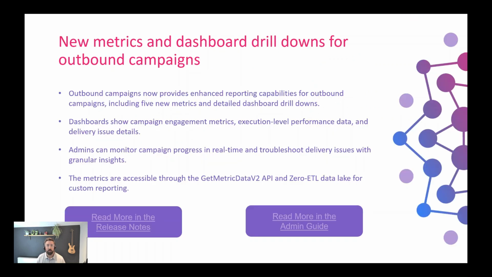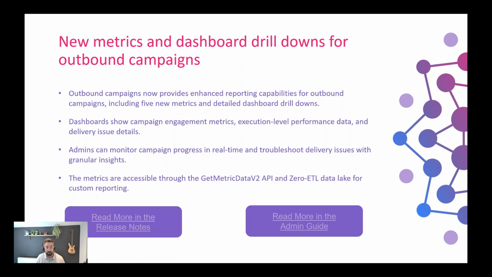Next up, on outbound campaigns, there are some new metrics and dashboard options available. So we have metrics available around campaign progress rate, campaign send exclusions, recipients attempted and interacted, and recipients targeted. So these give you deeper insight into the progress of your in-progress campaigns. They're available via the GetMetricDataV2 API and also via the Zero ETL data lake, and also as widgets in the outbound campaigns dashboard.